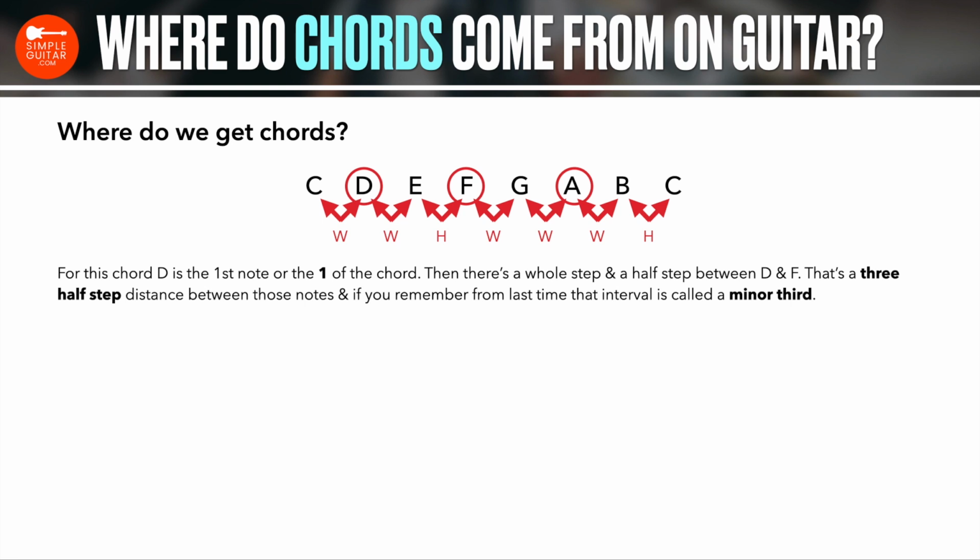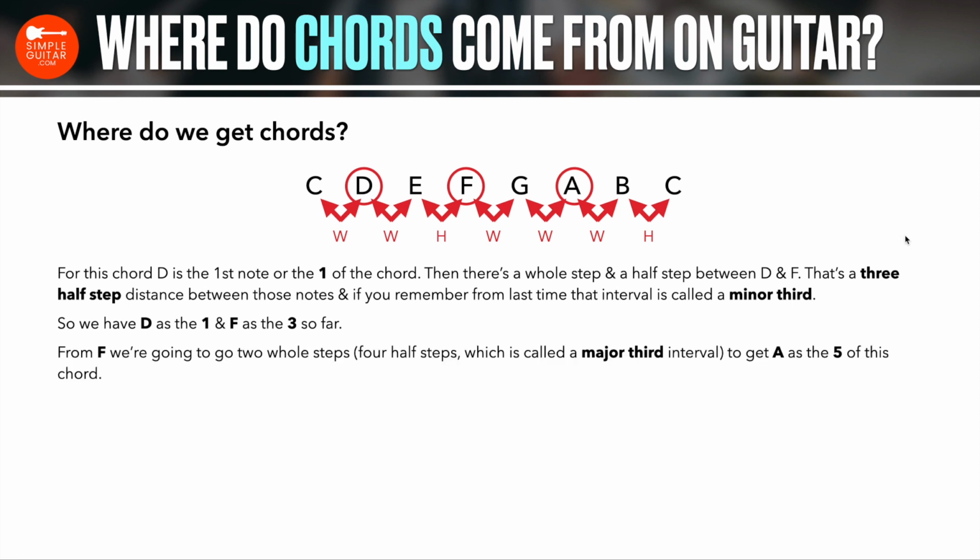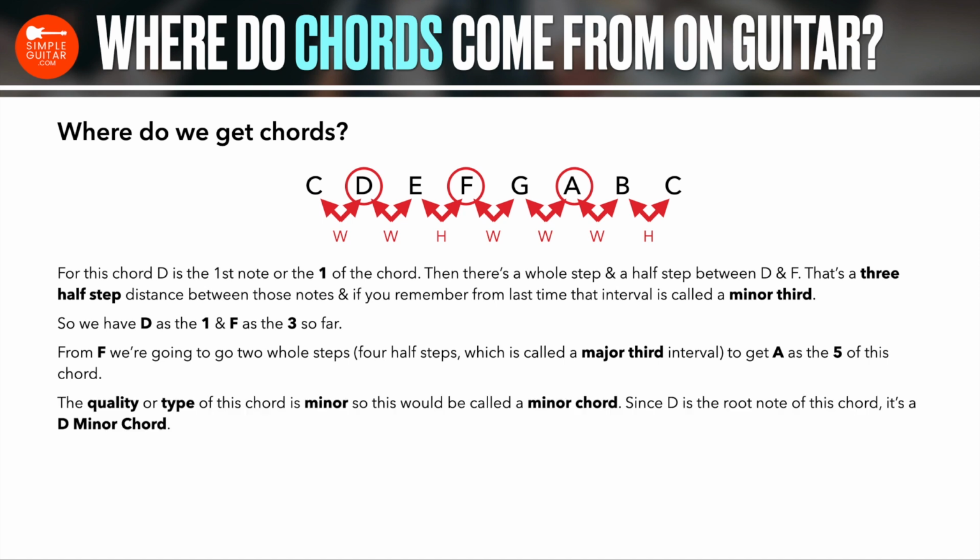Okay, so for this chord, D is the first note, or the 1 of the chord. Then there's a whole step and half step between D and F. So that's 3 half step distance between those notes. And if you remember from the last time, that interval is called a minor third. So we have D as the 1 and F is the 3 so far. From F, we're going to go up 2 whole steps, which is 4 half steps, which is called a major third interval, to get A as the 5 of this chord.